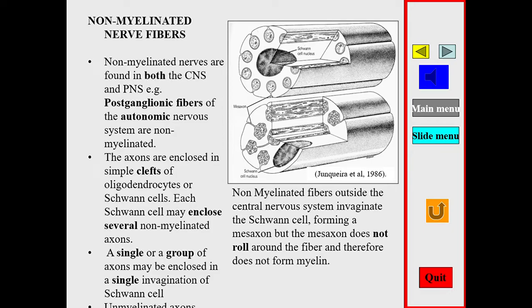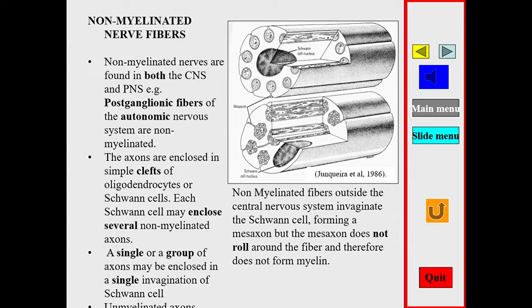Within the membrane, we have clefts, and those clefts contain the axons, or in certain locations we have many axons within those clefts. In both diagrams, those are representing non-myelinated fibers. In the non-myelinated fibers, we can see there are no multi-layers of the membrane which surrounds the axons. Instead, only the Schwann cell engulfs the axons without wrapping around it into many layers.